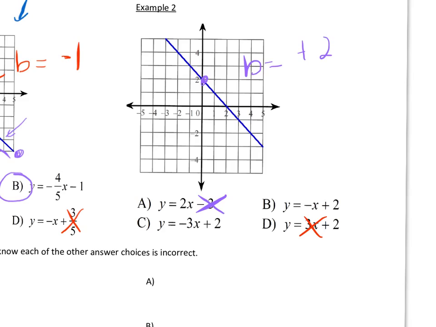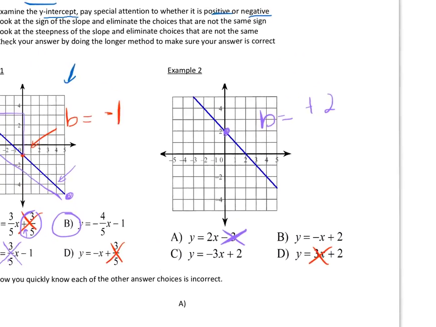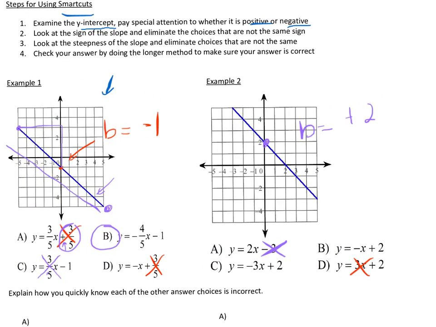So we've done smart cut 1, smart cut 2. So let's look at smart cut number 3. Look at the steepness of the slope and eliminate answer choices that are not the same. Okay, so now we're actually going to have to do the work of looking at the rise and the run.